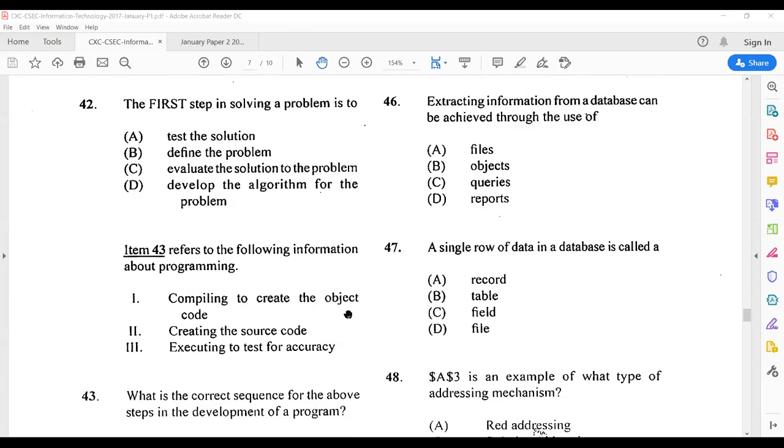Okay, still on some database stuff here. A single row of data in a database is called what? Sir, B.